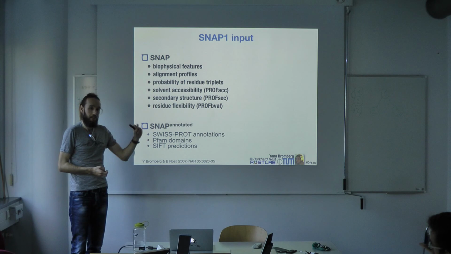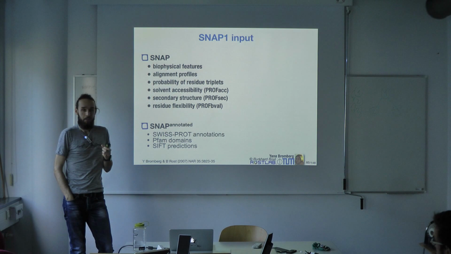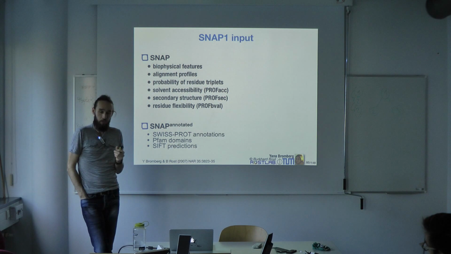So these are prediction methods which predict this from sequence. That means all we need as an input is still only a sequence. We don't need a structure as well to get these kind of features. All of that is determined solely from sequence, put into a neural network, and then we train the method.